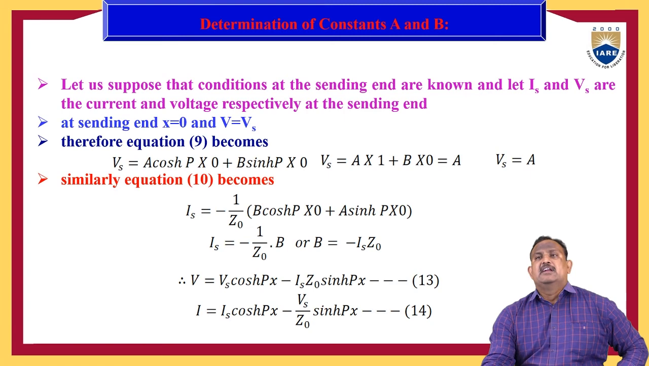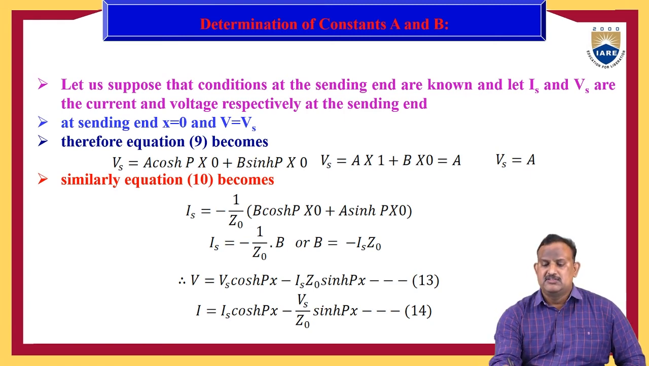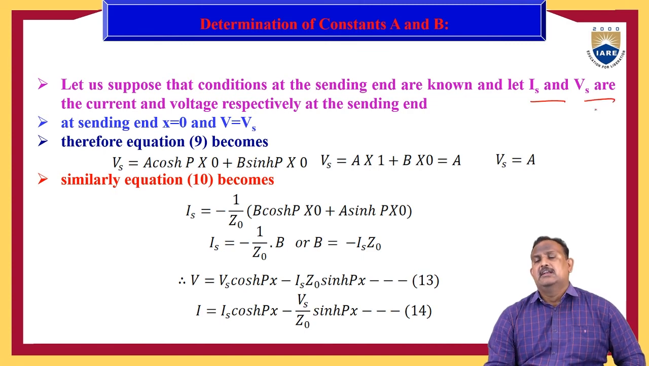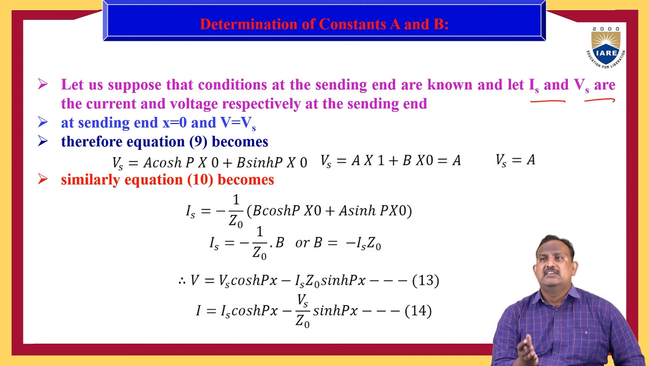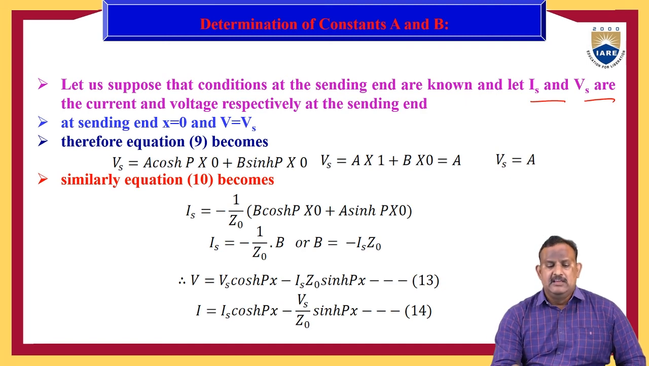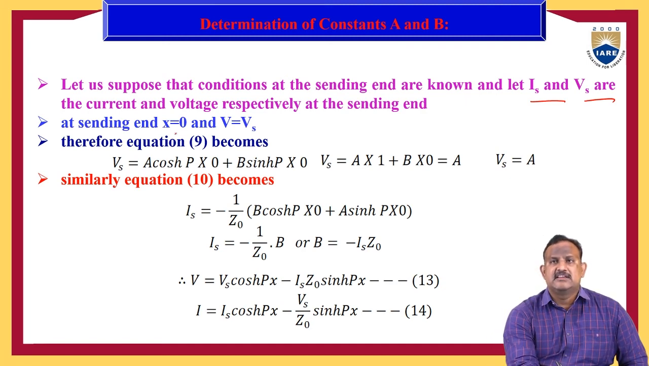Let us suppose that the conditions at the sending end are known. Let us assume the voltage and current at the sending side are Vs and Is. Vs is the sending end voltage and Is is the sending end current. So at the sending end, the distance x equals 0 and voltage V equals Vs.